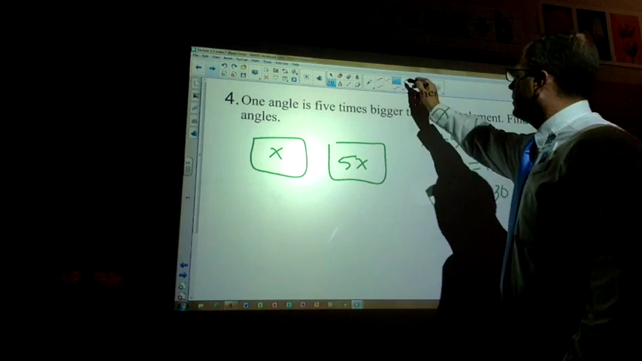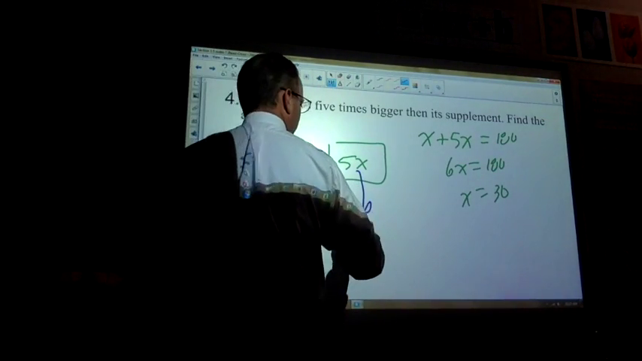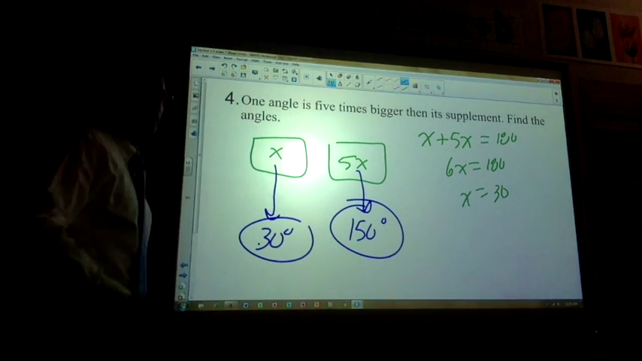Am I done? No. This angle is 30 degrees. This angle is 5 times 30, which is 150 degrees. What should they add up to? 180. Do they? We did it right.